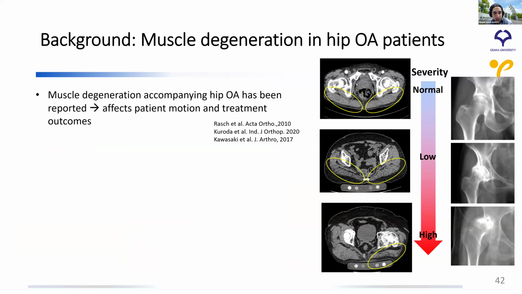However, in hip OA patients, if you look at the CT images of these patients, you will see that it's not only the bone that is getting diseased, but also the muscle, due to the loss of use, is also getting affected.